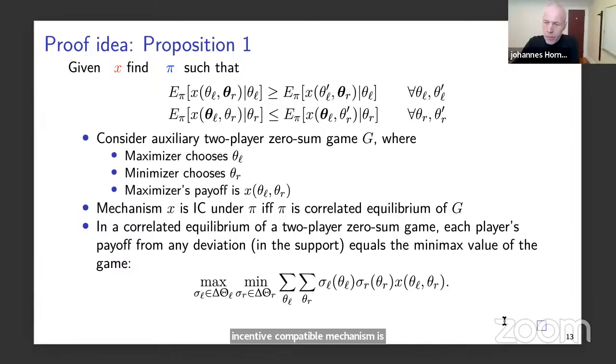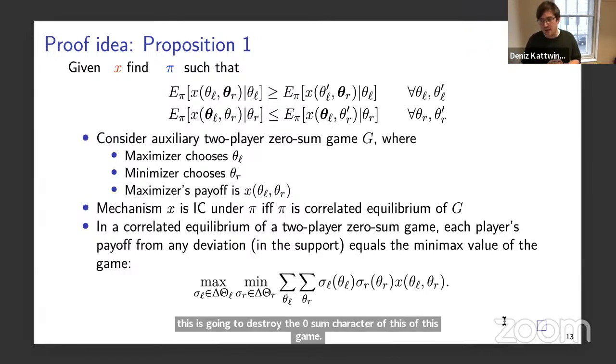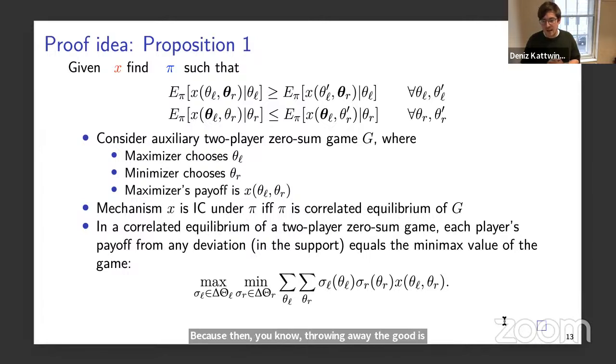And this is also going back to Yingni's question. Here you can see what is happening if you allow the principal to throw away the good. This is going to destroy the zero-sum character of this game, because throwing away the good is something that both agents hate. That is not zero-sum. That's negative for both of them. Yeah, this will break our logic.